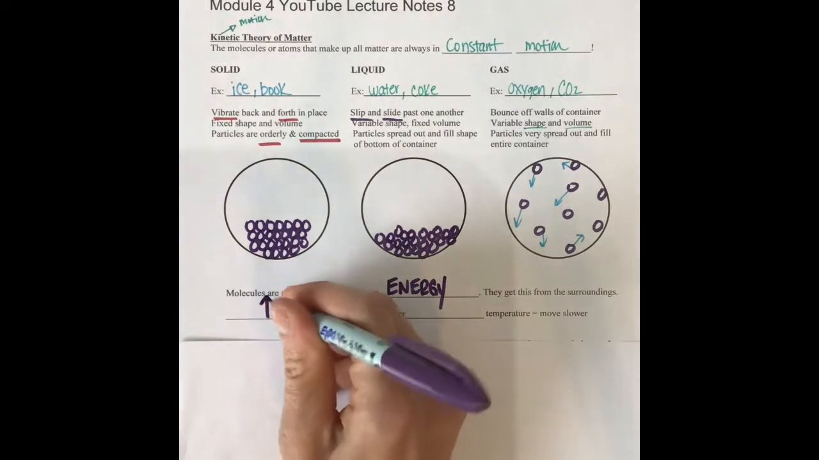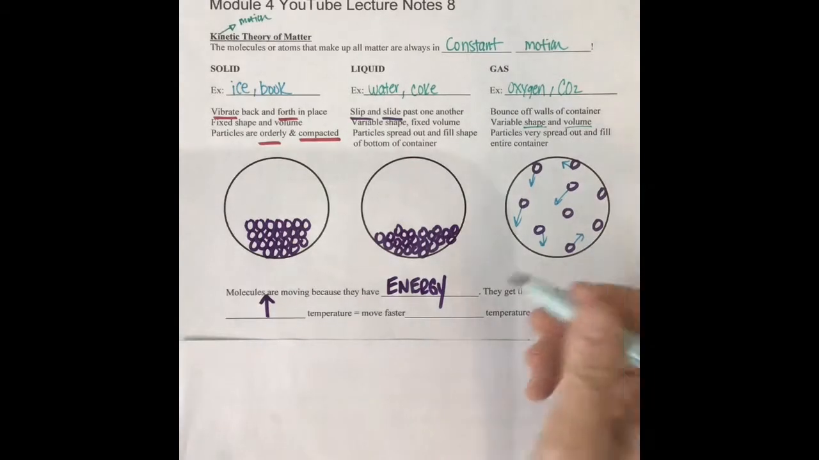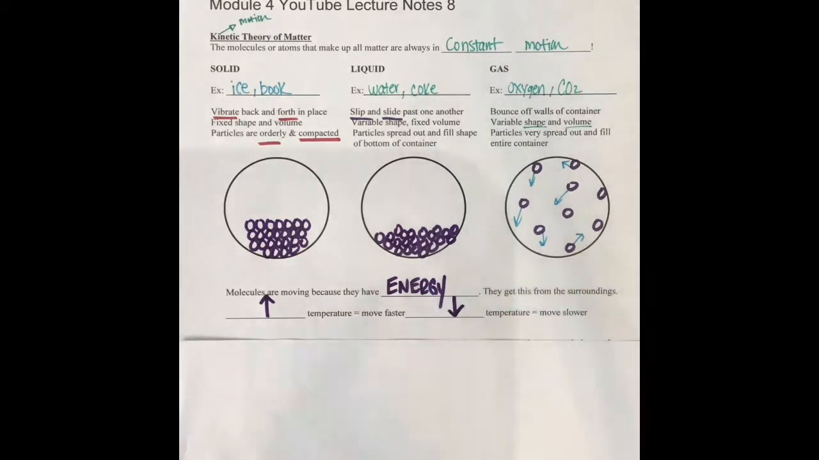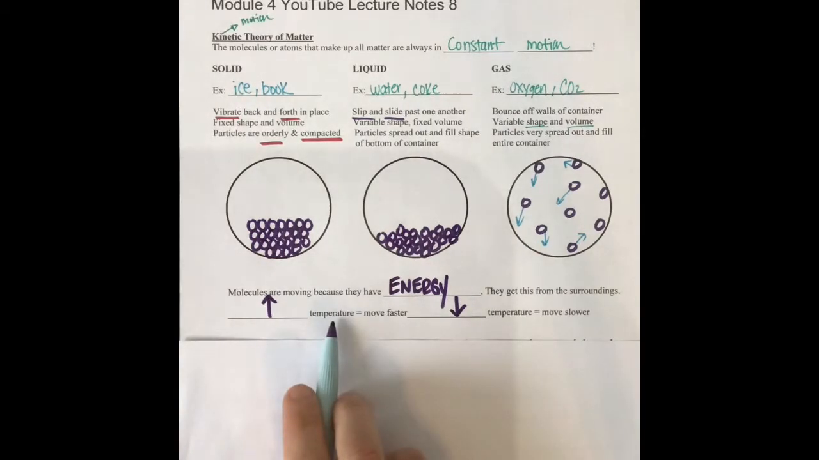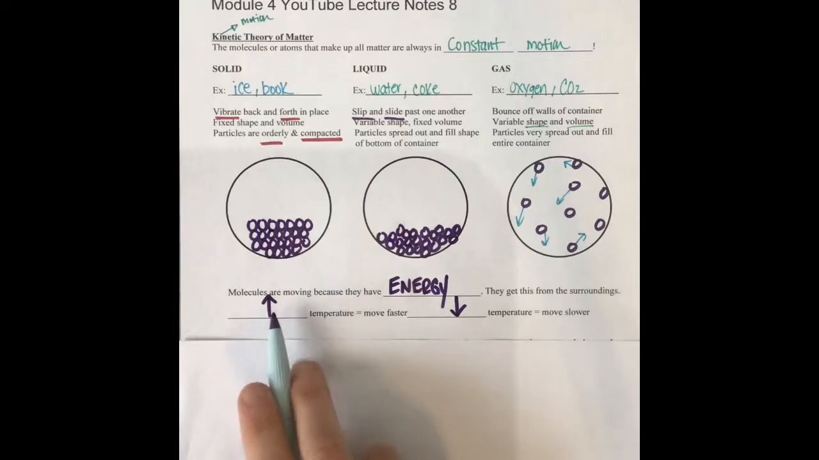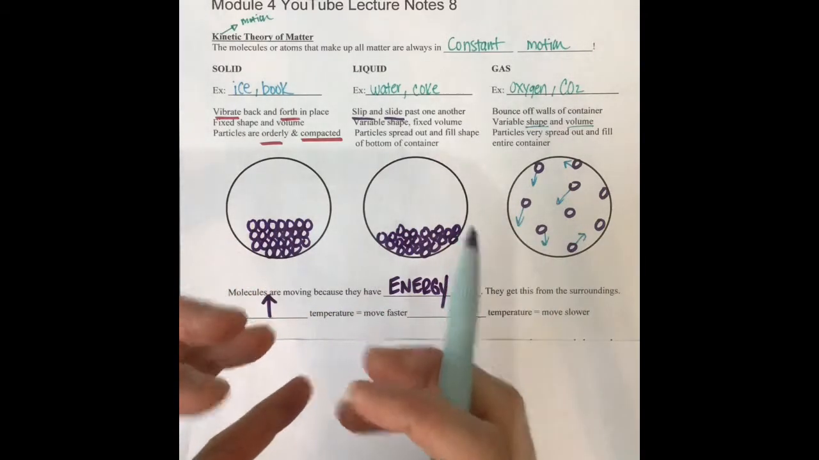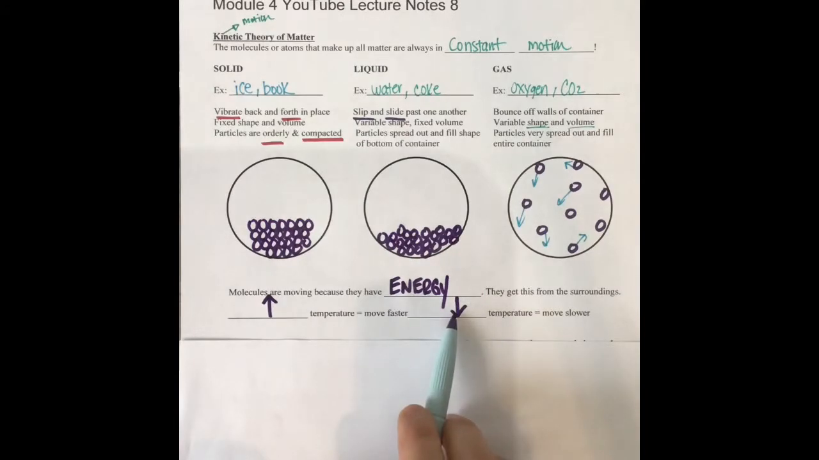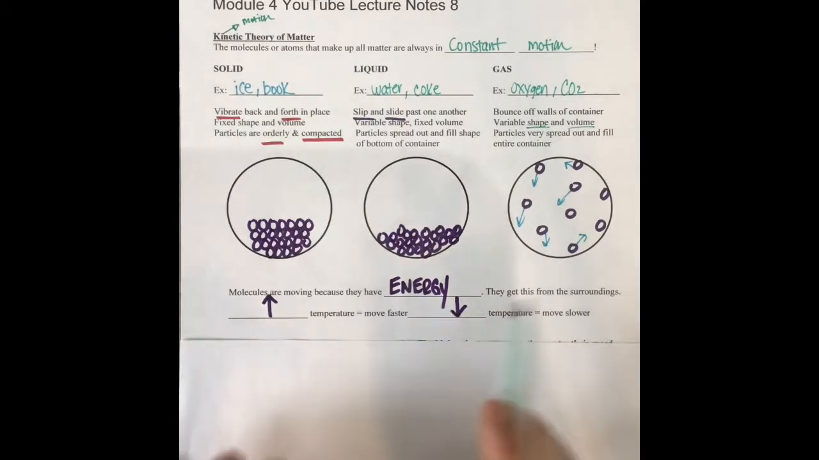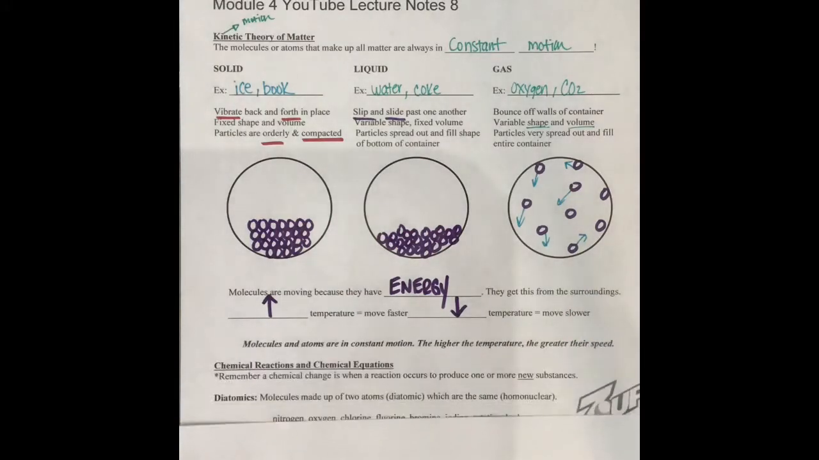Things that have a higher temperature mean they're going to move faster, and things that have a lower temperature are moving slower. So think about temperature being a direct relation to the amount of energy it has. Okay? Particles that are hot have a lot of energy, they're moving fast. Particles that are at a lower temperature are moving slower with less energy.